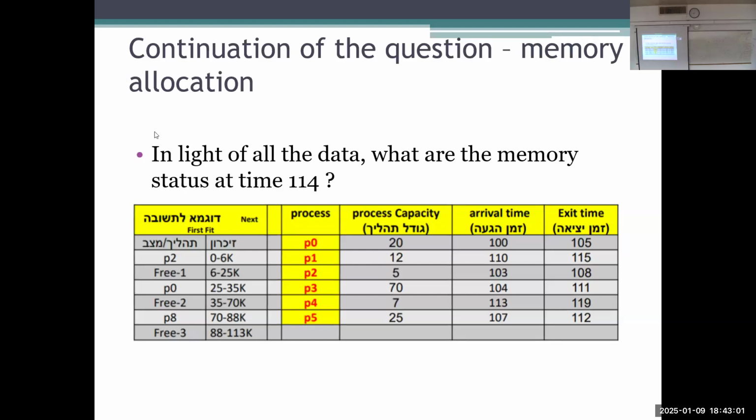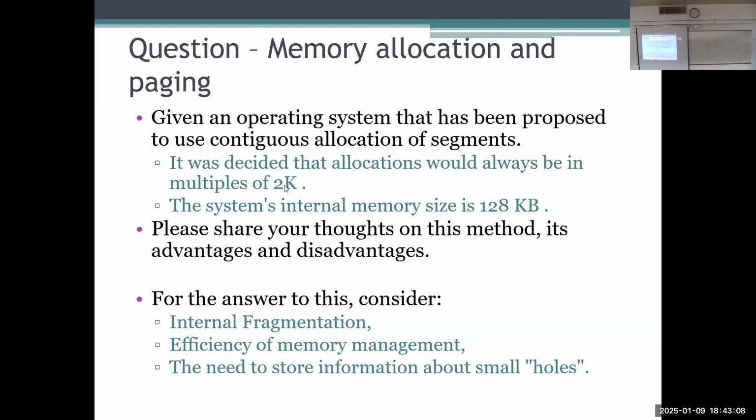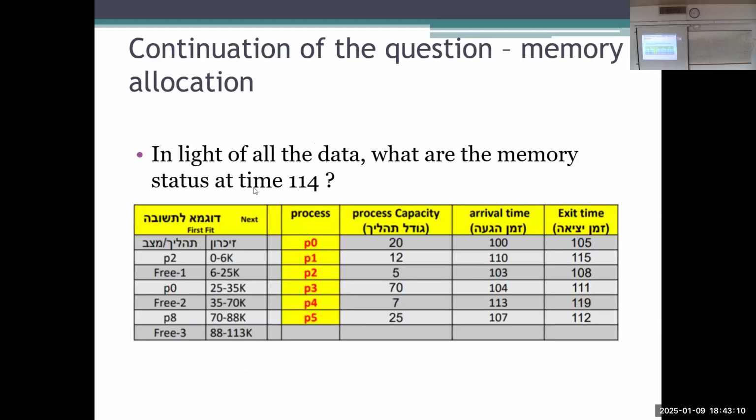Continuation of the question, memory allocation, in light of all the data. In other words, assuming that we're still in this world of 2 kilobyte allocations, what is the memory status at time 114?